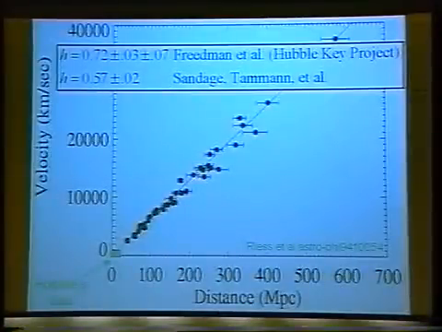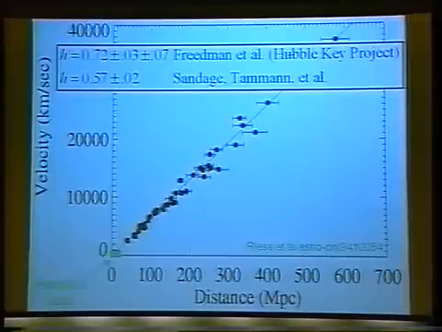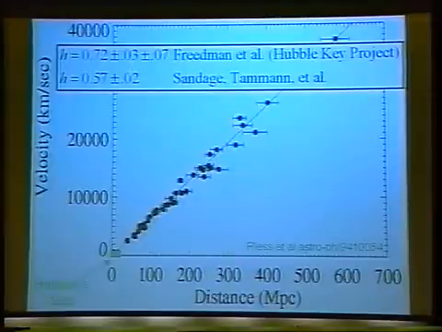The present value for the Hubble constant is, the Hubble Key Project just reported their final results, Wendy Freedman et al. They get a result for Hubble's constant in units of 100 kilometers per second per megaparsec of 0.72 plus or minus 0.03 statistical and 0.07 systematic.